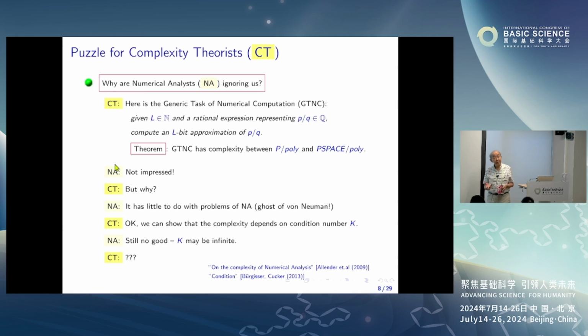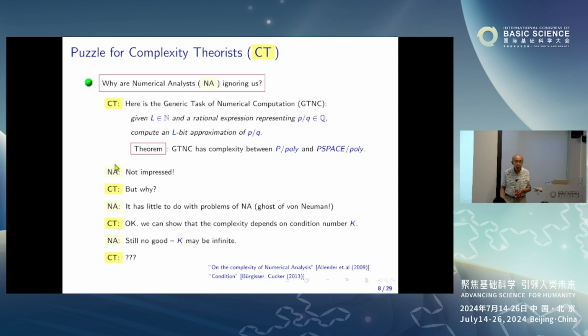Numerical analysts analyze condition numbers a lot to understand their algorithms. But usually their answer is, well, if the condition number is infinite, they just throw up their hands and the algorithm doesn't work anyway. Okay? So it's still no good. K may be infinite. And for theoretical computer science, we are interested in algorithms that don't blow up, even if K is infinite. And you'll see how we deal with that.